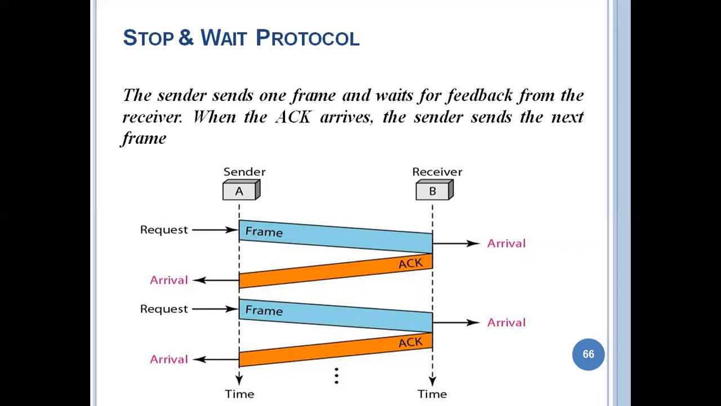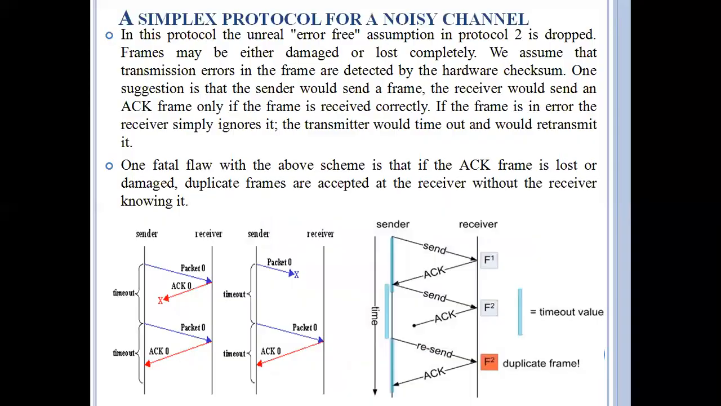For example, there are 4 frames to be sent by the sender to the receiver. Frame 1 is sent by the sender and received by the receiver. After receiving frame 1, the receiver sends acknowledgement 1 to the sender. Whenever acknowledgement 1 is received by the sender, only then does he send the second frame, and this continues until the end of the total 4 frames. That is the stop and wait protocol.